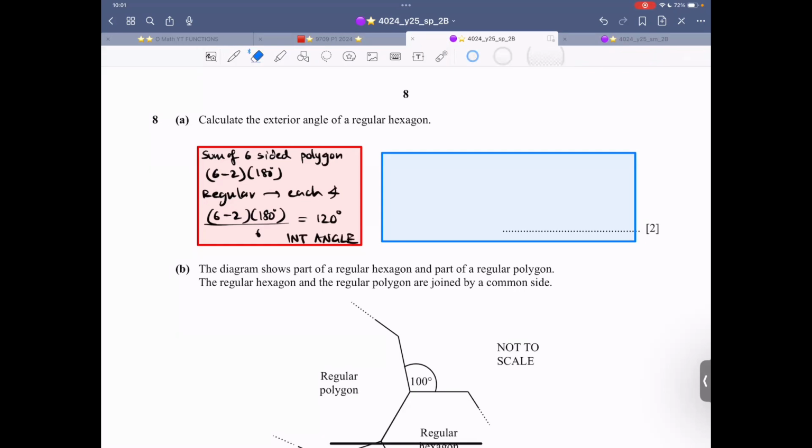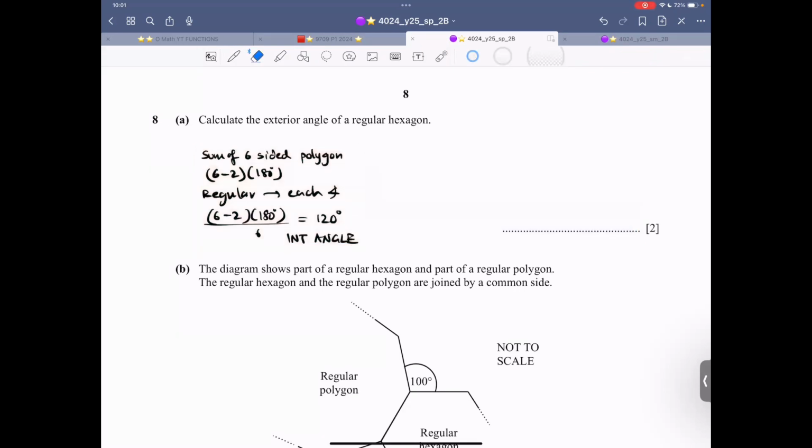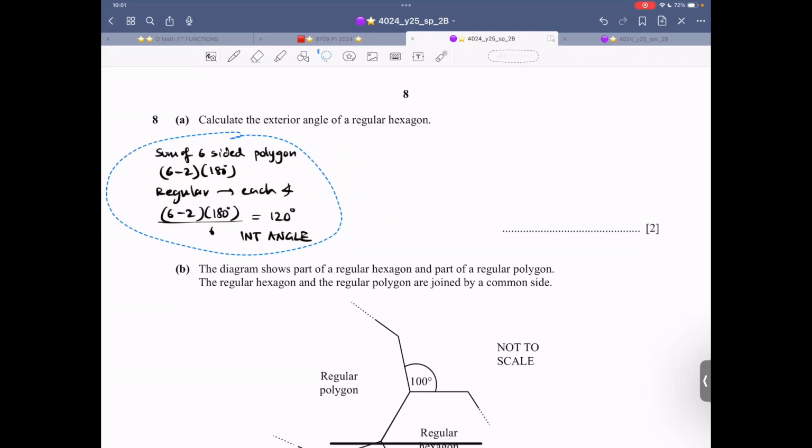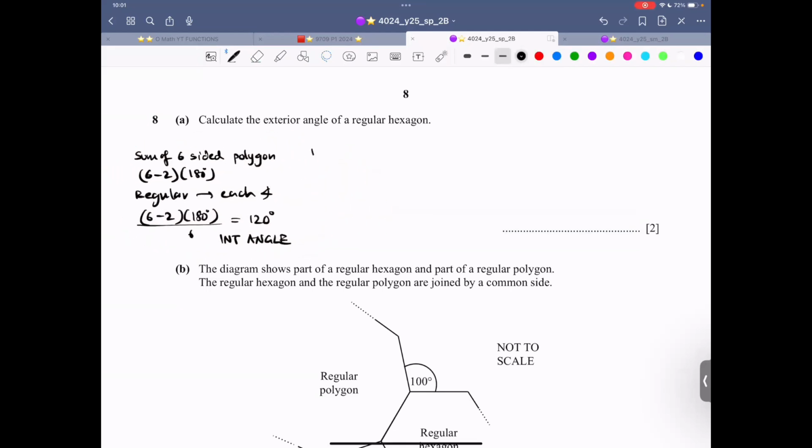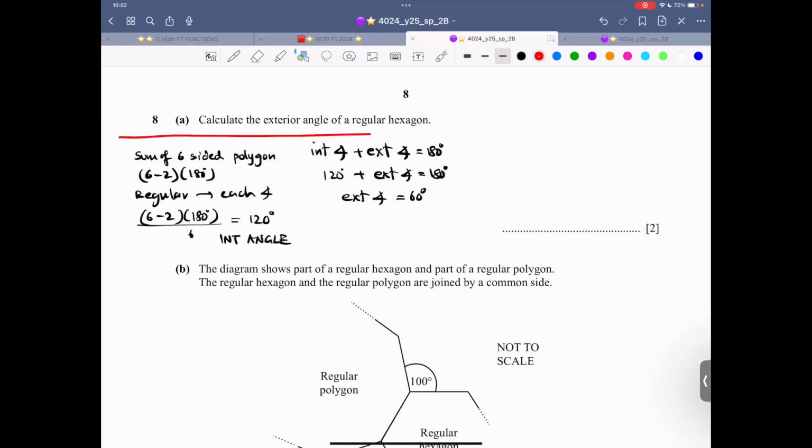And then we should know, let me erase this first and push it to the side. We should also know interior angle plus exterior angle should always add up to 180 degrees. So 120 plus exterior angle is 180 degrees. Therefore, exterior angle is 60 degrees. This is one method. Let me highlight this. This is method number one.